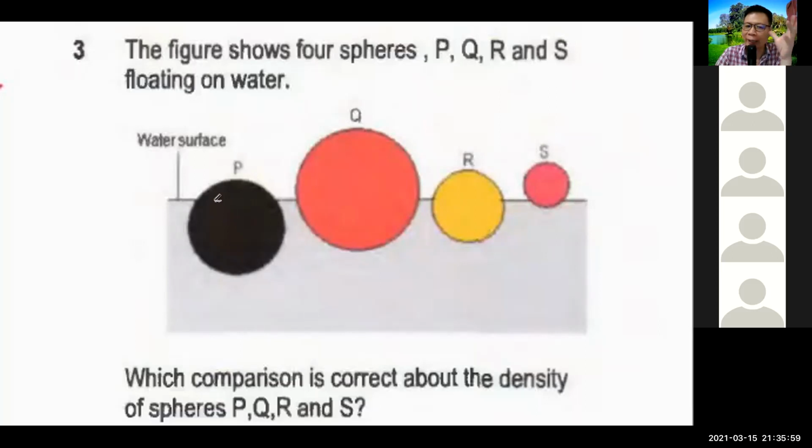Sinking very deep means it's very heavy. Density very high. The second one should be Q or R. We know this one has the smallest density. But between Q and R, which one is the answer? Which one should come first? This one, no argument, has the highest density. Then followed by Q or followed by R. This one should be the last one, no? So which one is the answer?